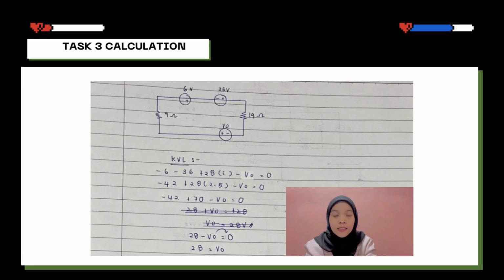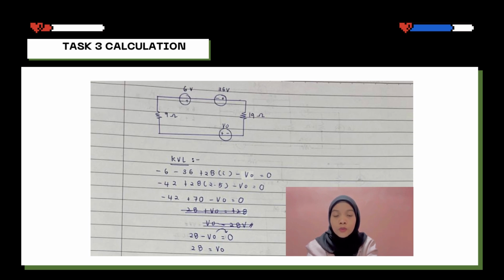In this circuit, we can see it only has 9 ohms, 6 volt, 36 volt, 19 ohms, and VO, which we want to find. And this circuit is in series. So for the calculation, we use Kirchhoff's voltage law as the question needs. The equation is negative 6, negative 36 plus 28 in bracket I, negative VO equal to 0.